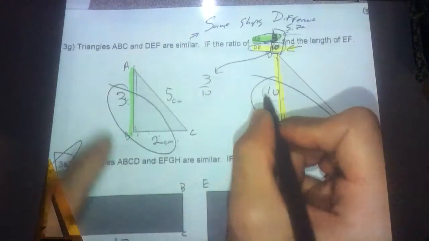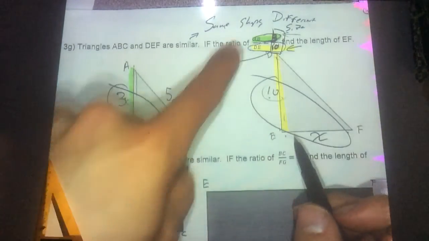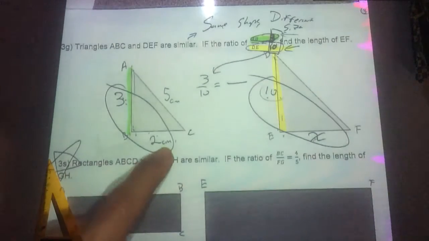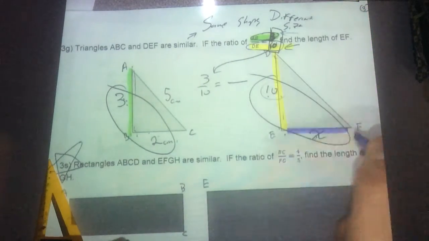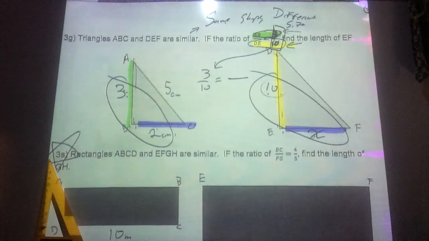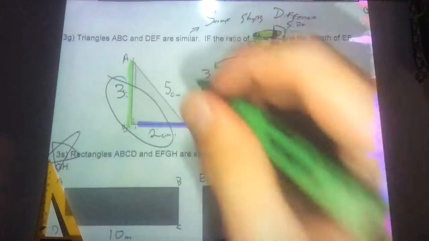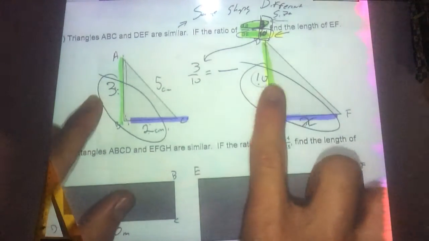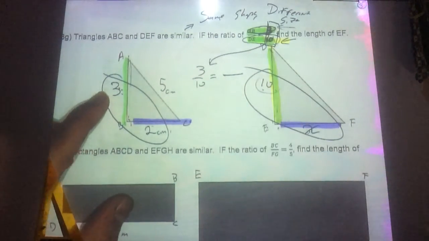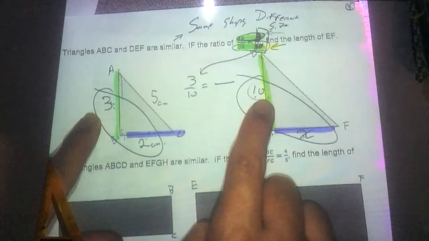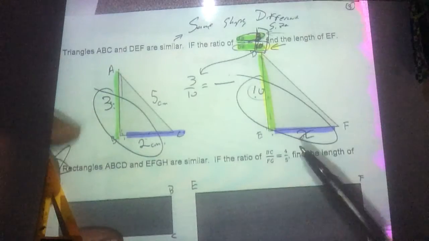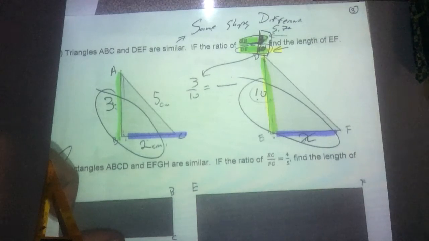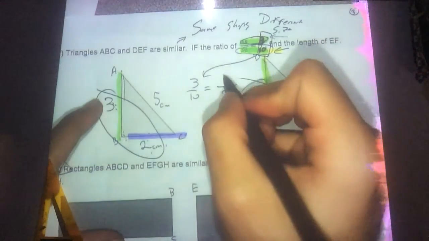3 over 10, I'm using this, 3 over 10 is going to be equal to something. I know that I need x somewhere, and then the corresponding side with x is 2. I'm going to make this kind of greenish, and this greenish as well, because I think the colors were confusing a lot of people. So now we can really visually see that these are corresponding sides. So 3 to 10, now I need to figure out where the x is going to go. The x corresponds with the 10, so go ahead and predict where you think it should go. It's going to go here, and the 2 is going to go here.